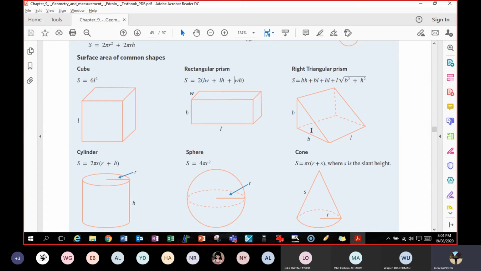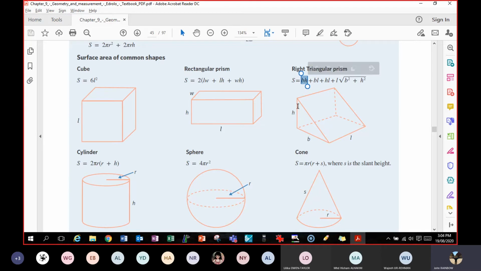This one here is, I hope, pretty easy: a right triangular prism. If you want to add up all the surface areas, this back face would be height by length. The bottom face would be base by length. That would give you your bottom face, base by length.